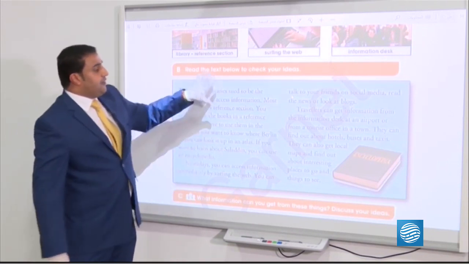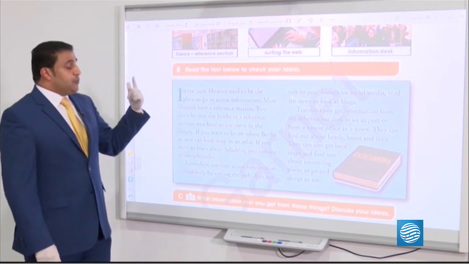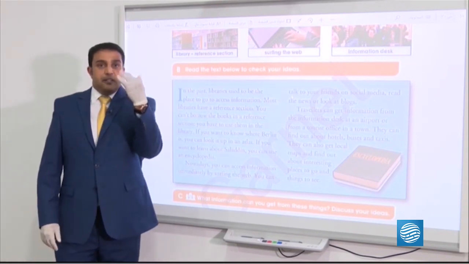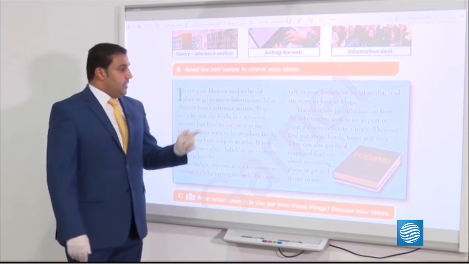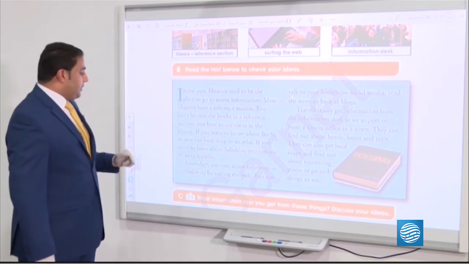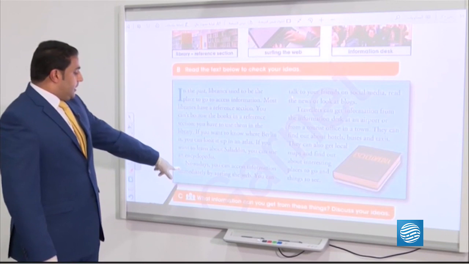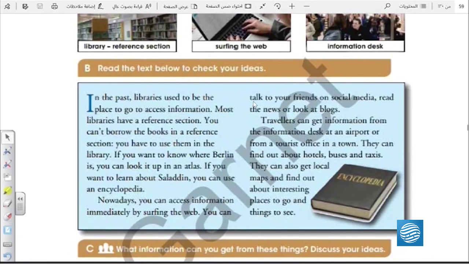Okay, so this is the first paragraph. As we said, we have 3 paragraphs. So the first paragraph was about the library reference section. Okay, what should the second paragraph be? Nowadays, you can access information. What's the meaning of access information? Very good. Getting the information. Very good.